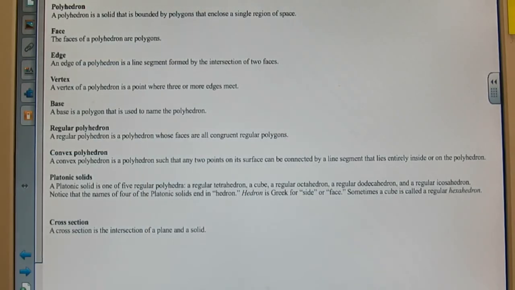Here are your vocabulary words. If you have not defined them, please stop the video at this time and put them on the piece of paper that you had printed off.